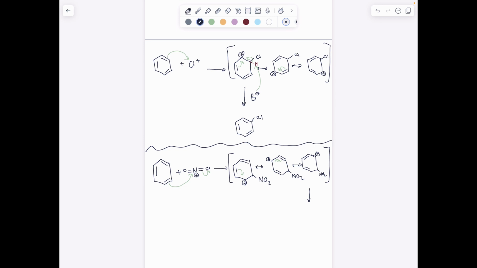Moving on to step 2, I'm again just going to use a generic base, and it's going to reach out and attack at the position where the nitro group is present. So I'm going to draw in the hydrogen that's attached to that carbon. It's going to be deprotonated, and the electrons within that bond are going to collapse down where the carbocation is, which will regenerate our aromatic molecule.